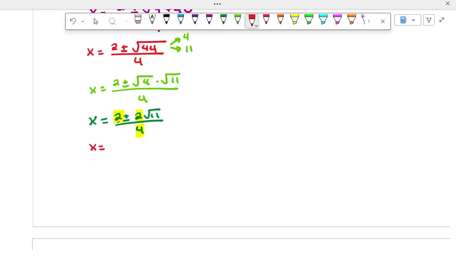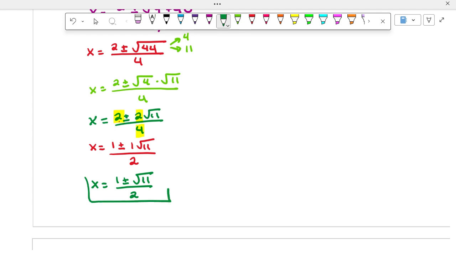So x equals 2 divided by 2 is 1, plus or minus 1 square root 11, all over 4 divided by 2 is 2. If I want to clean it up just a little bit, x is equal to 1 plus or minus the square root of 11 over 2. We leave the fraction bar.